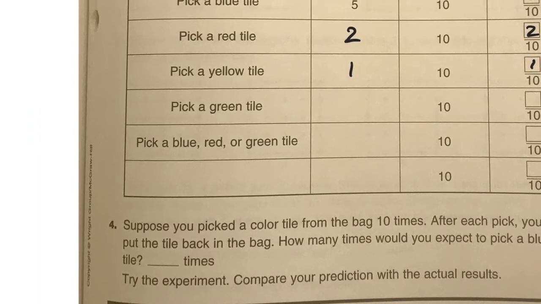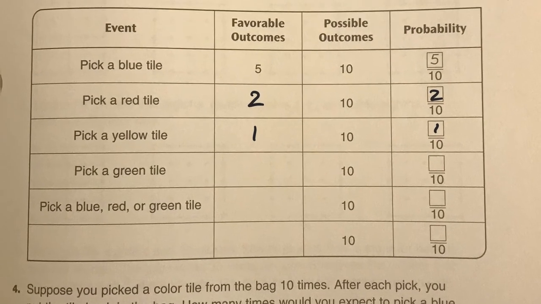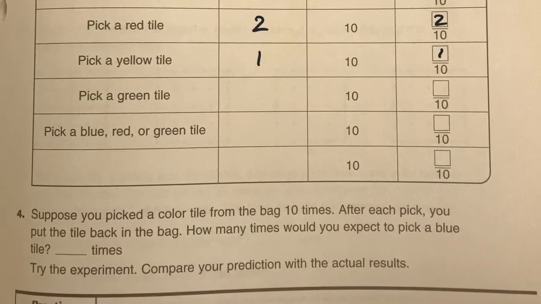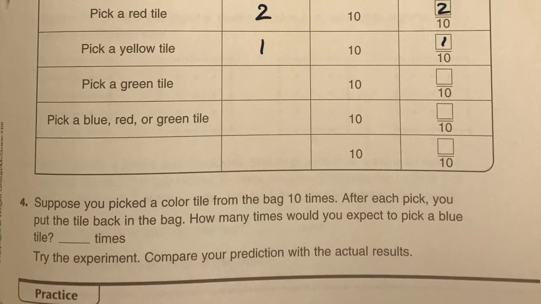if you picked a colored tile from the bag 10 times, how many times would you expect to get a blue? Well, this kind of tells you you'd expect to get it 5 out of 10 times. So that's how many times you would expect to pick a blue. Try the experiment. My class, we can do this in school. You don't need to do this.